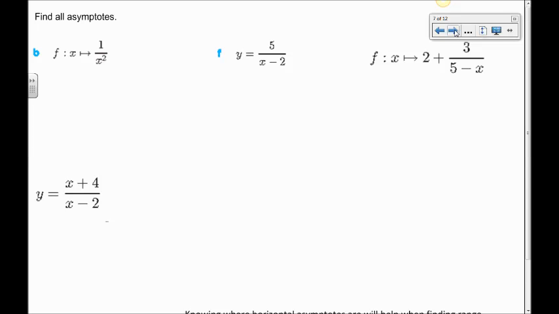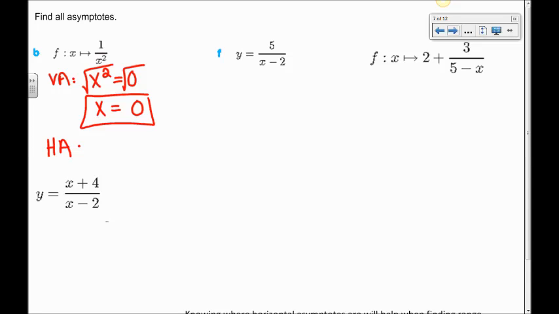Okay, we've got 1 over x squared. So for the vertical, we'll make our denominator equal 0. So x squared equals 0. We can square root both sides, and we get x equals 0. We don't need the plus or minus because 0 is neither positive nor negative. So vertical asymptote is x equals 0. Horizontal, again in the numerator, we basically have an x to the 0. So it happens that our power is bigger on the bottom, so y equals 0.